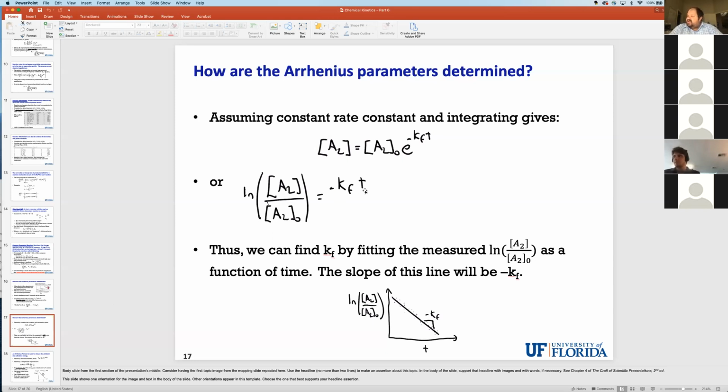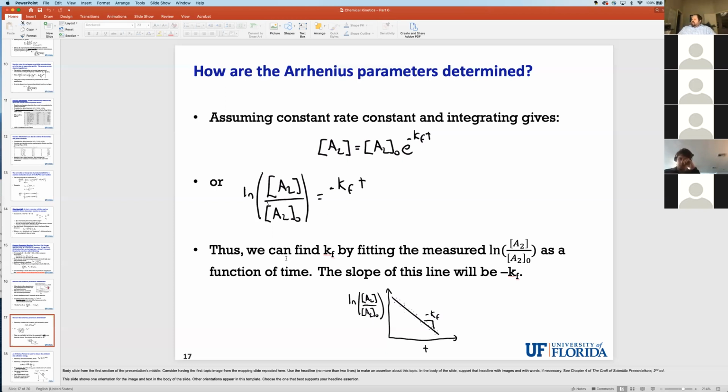minus Kf times time. So this is telling us how to plot our data and fit the data to directly find Kf. So basically what this is saying is if we plot the logarithm of A2 over A2 naught as a function of time, like this, it should be decreasing with time, which makes sense. But also, if you do a best fit line, the slope of that line will be minus Kf.